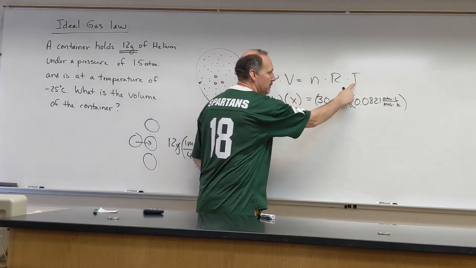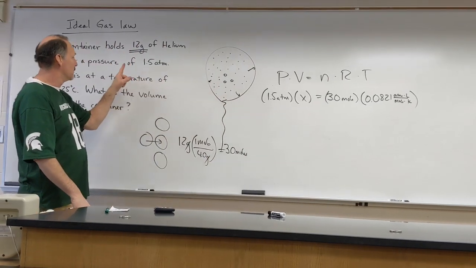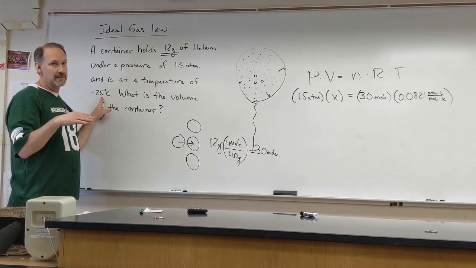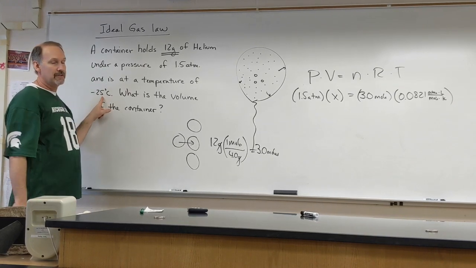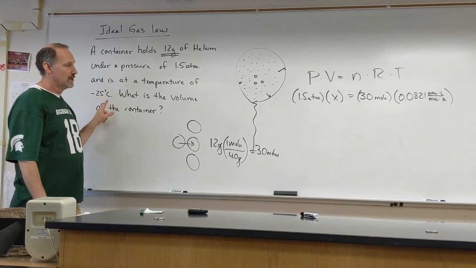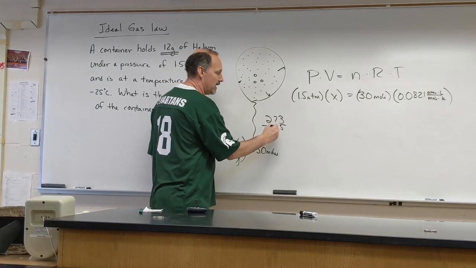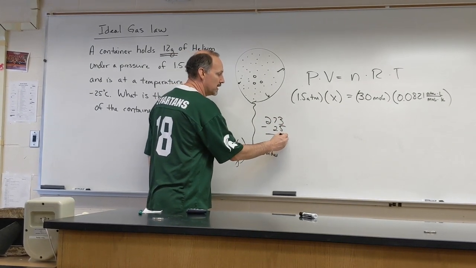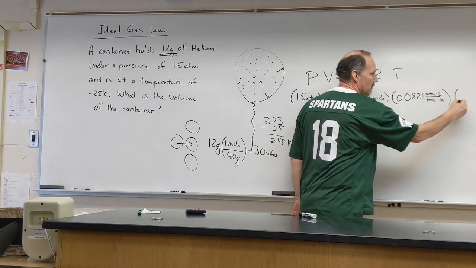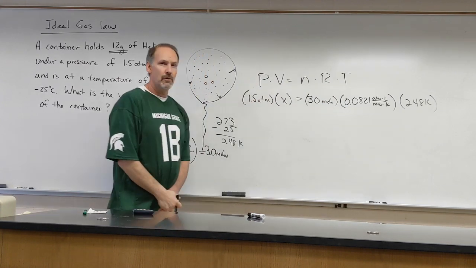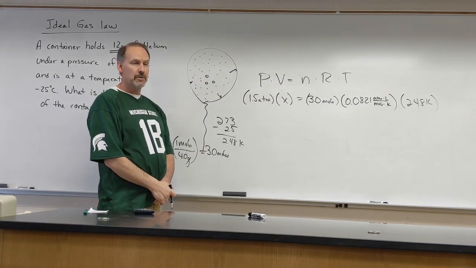And then our temperature is our last piece of information we need to include, negative 25 degrees Celsius, but all gas laws, even if it's the ideal gas law, always have to be in kelvins. So we take 273 and we minus 25 and we get 248 Kelvin. So 248 Kelvin, okay? So there's our equation. We plug the numbers in.